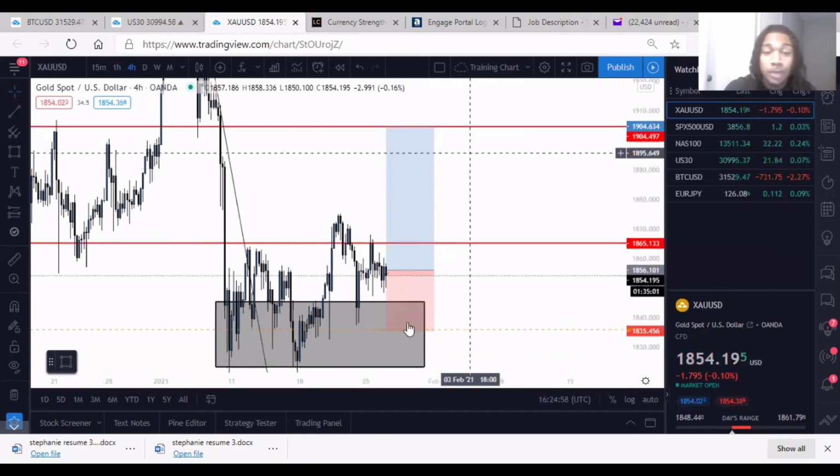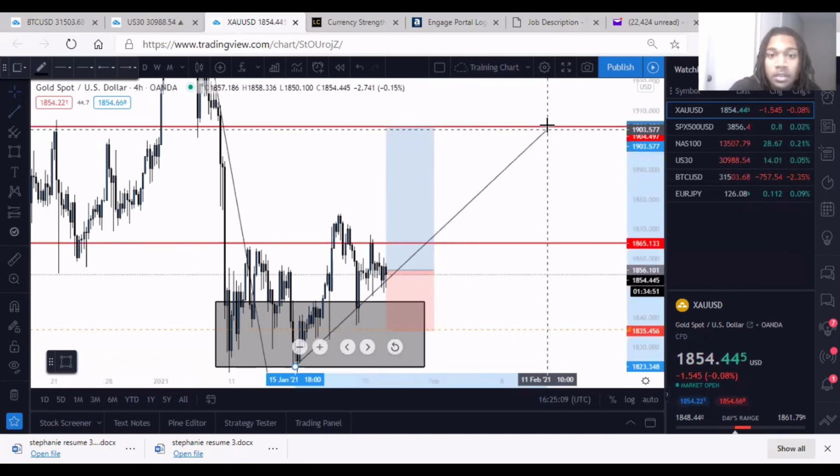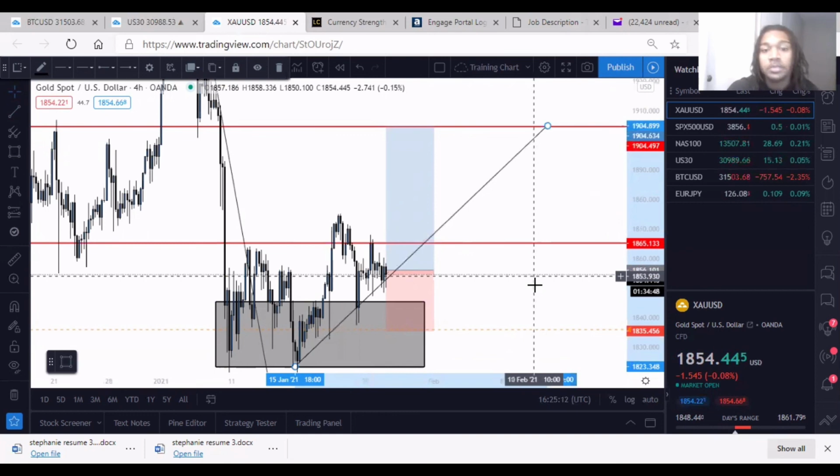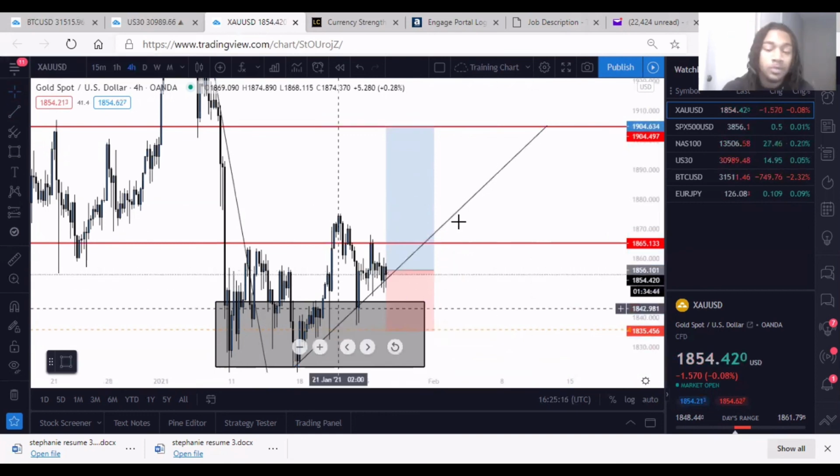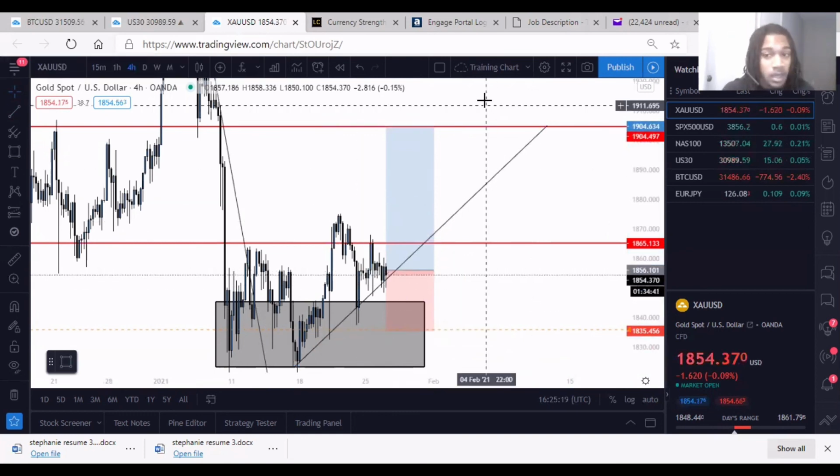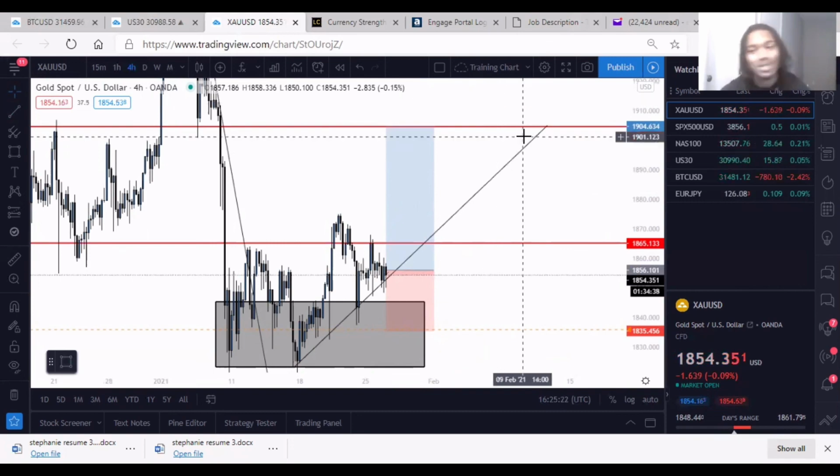You ride that all the way out, and then you see an uptrend beginning to form. After that uptrend is finished, you see the consolidation happening, you go for a sell. Simple as that.